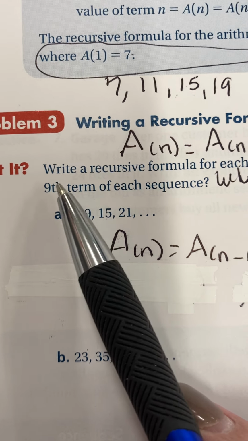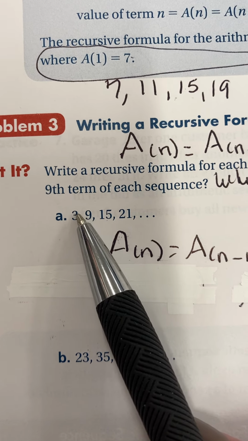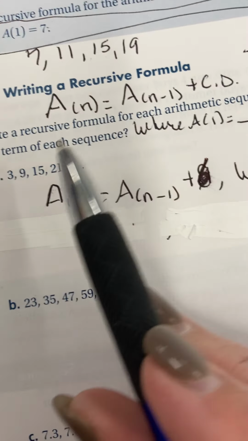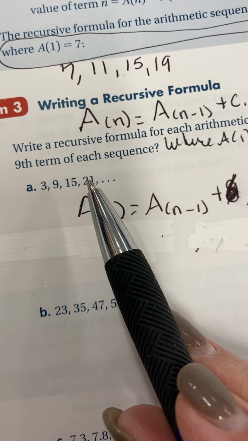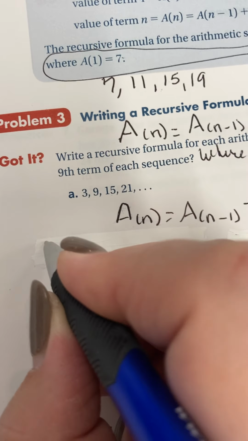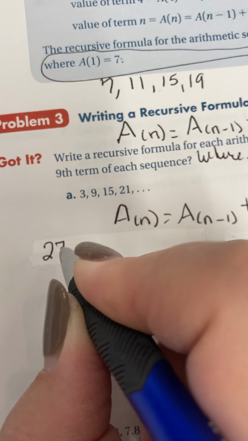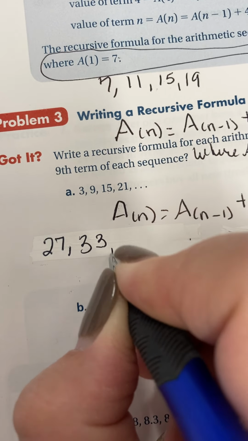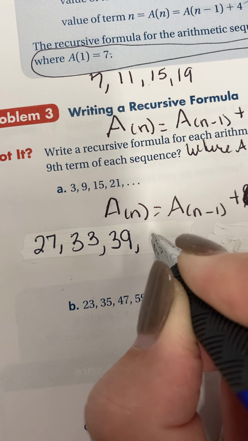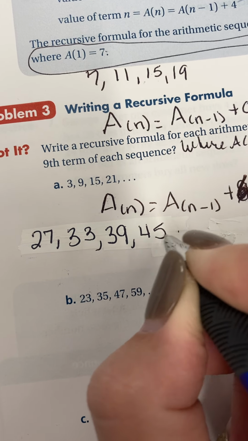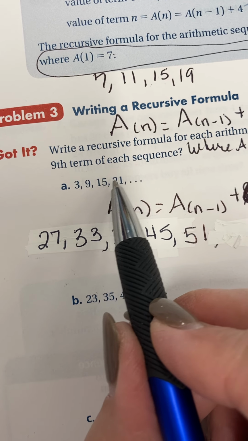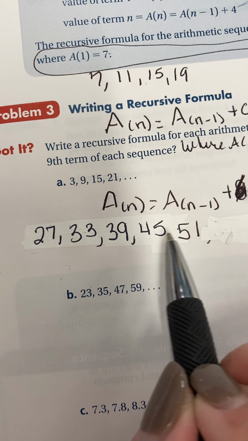All right, but now it's asking for the 9th term of the sequence. Right now I have the 1st, the 2nd, the 3rd, and the 4th, so I can't really use this formula to find the 9th term. I just have to continue the pattern until I get to my 9th term. If I add 6 to this, I get 27. Add 6 to that, I get 33. Add 6, I get 39. Add 6, I get 45. Add 6, I get 51. So here's 1st, 2nd, 3rd, 4th, 5th, 6th, 7th, 8th, 9th.